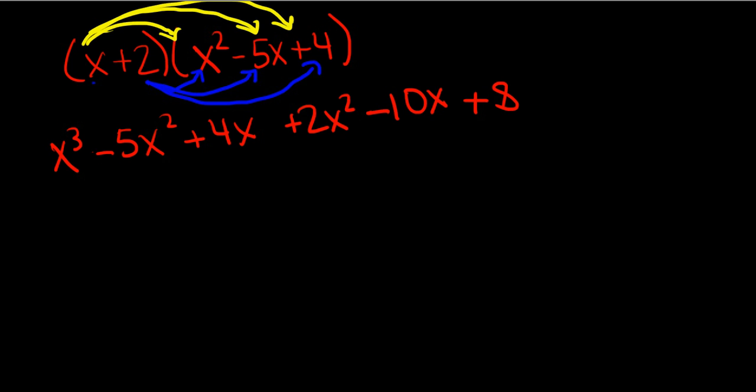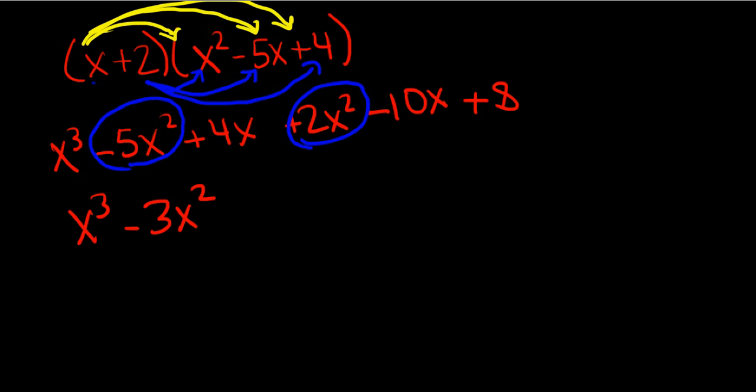And now we can look at the equation that we have and see if there's any like terms. Let's start with the highest degree. We see that we have an x cubed, and there are no other like terms, so we can just rewrite the x cubed. Next, we look at the second highest degree. We see that we have like terms, negative 5x squared and 2x squared. So we can add them together. Negative 5x squared plus 2x squared equals negative 3x squared.